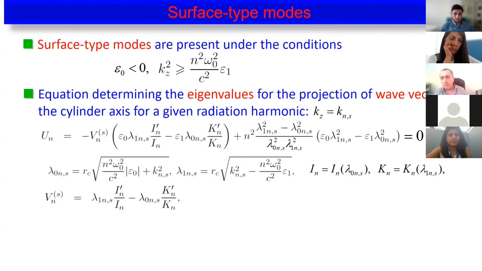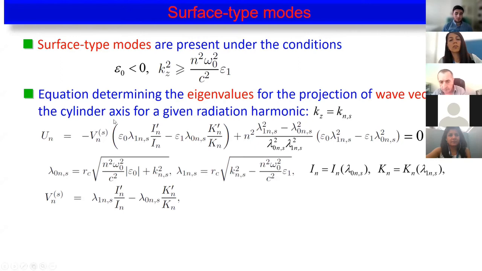It is determined by the eigenvalue equation for the dielectric cylinder, and this is given by this equation. Here I and K are the modified Bessel functions, and you should solve this equation with respect to kz. For a given n, you will obtain some number of roots, and these roots are numbered by this index s. And having this, you can find this lambda 0 and lambda 1, and these functions are evaluated with these arguments. Of course, this is a complex transcendental equation, and you should use some numerical methods.